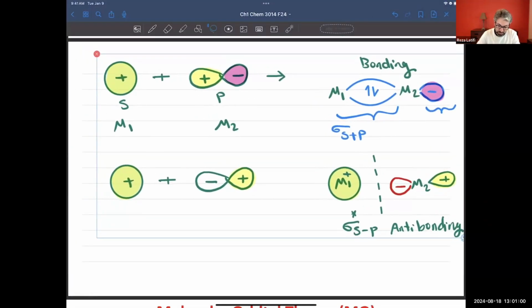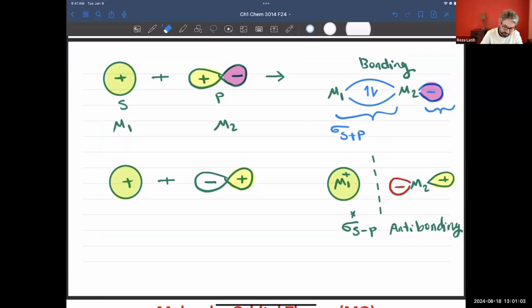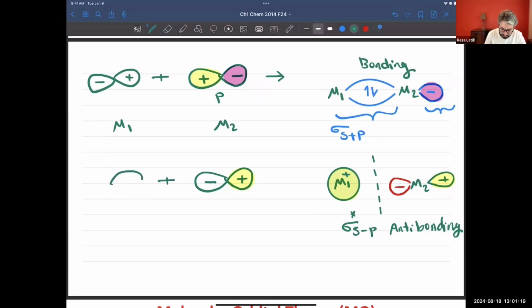Okay. First one, I'm just simply gonna erase the s orbital, and I will replace it by another p orbital. Okay, this is another p orbital. Positive here, negative there. And that one I'm gonna flip it. So this is gonna be positive and negative here. Again, this is the yellow.